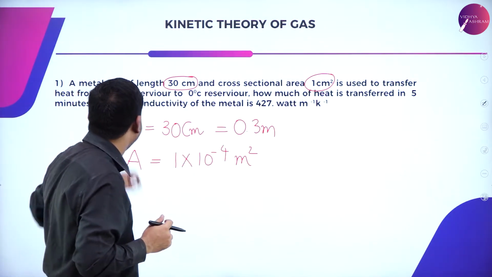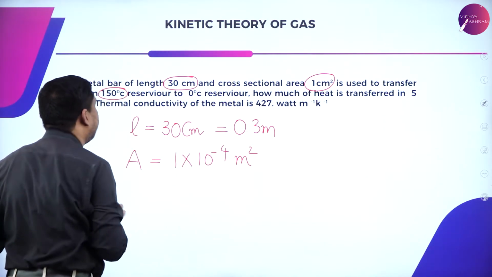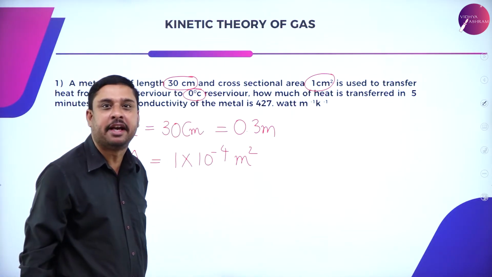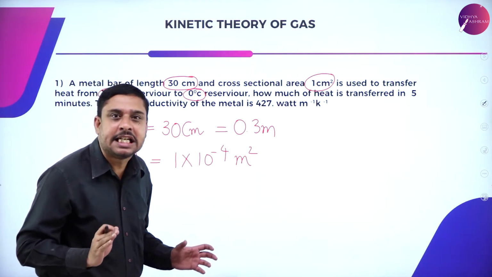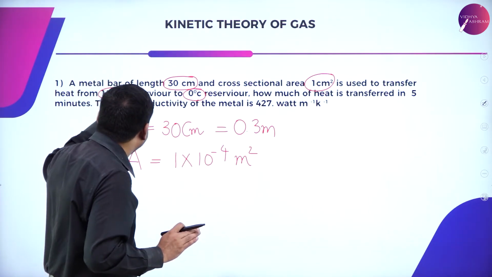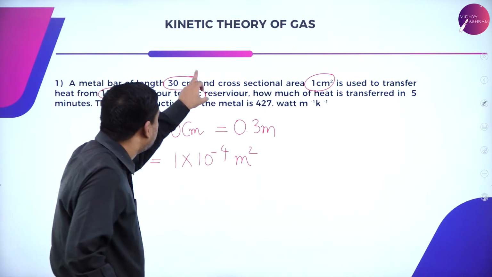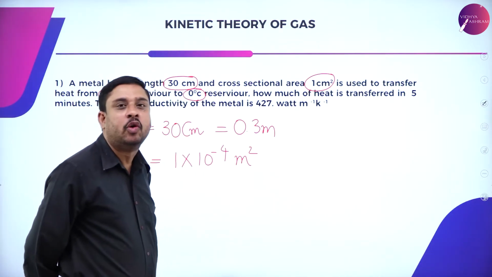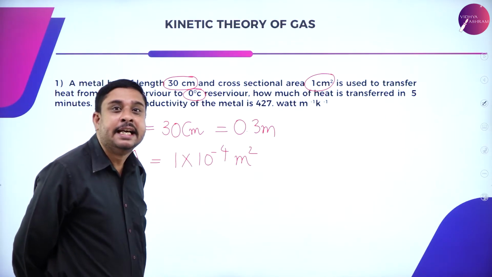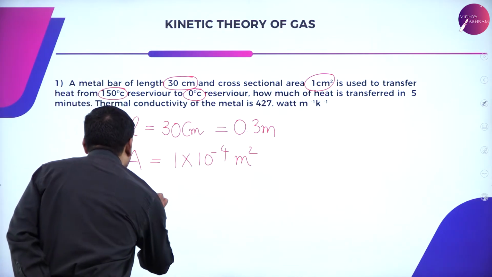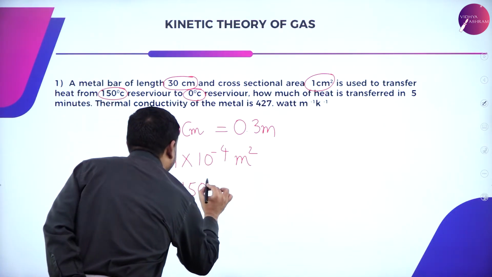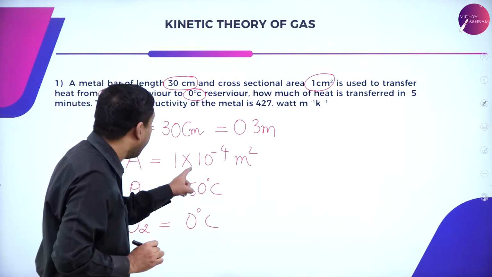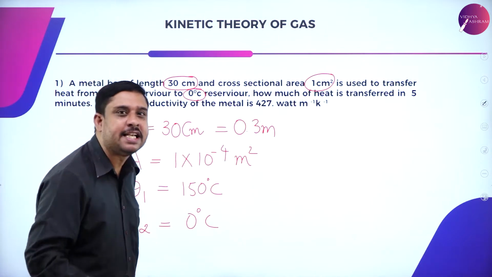It is used to transfer heat from a 150 degrees Celsius reservoir to a 0 degrees Celsius reservoir. Heat is transferred from 150 degrees Celsius reservoir to 0 degrees Celsius reservoir. Keep in mind, understand that the higher temperature is always theta 1. So theta 1 is 150 degrees Celsius. Theta 2 is 0 degrees Celsius. Why is this not converted into Kelvin? A little later when I substitute, I'll tell you.